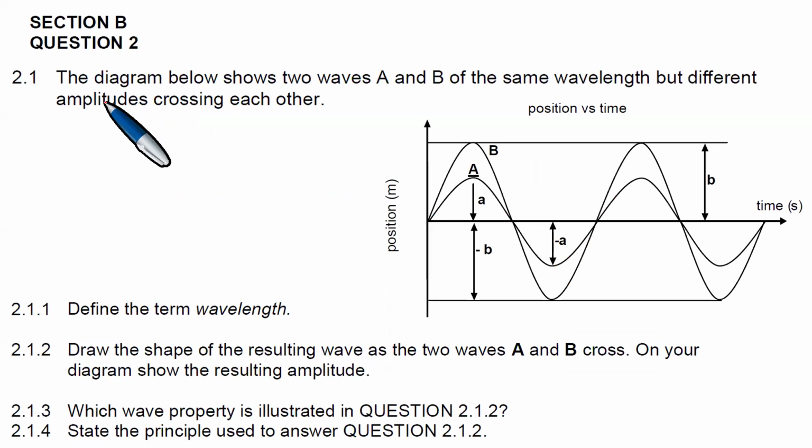Okay, now we're looking at section B. Section B is about waves, and we have waves in detail. Let us answer the questions on waves as you'd be required to answer in the exam, in the June exam. The diagram below shows two waves, A and B, of the same wavelength but different amplitudes, crossing each other. You have position in meters versus time. Now define the term wavelength.